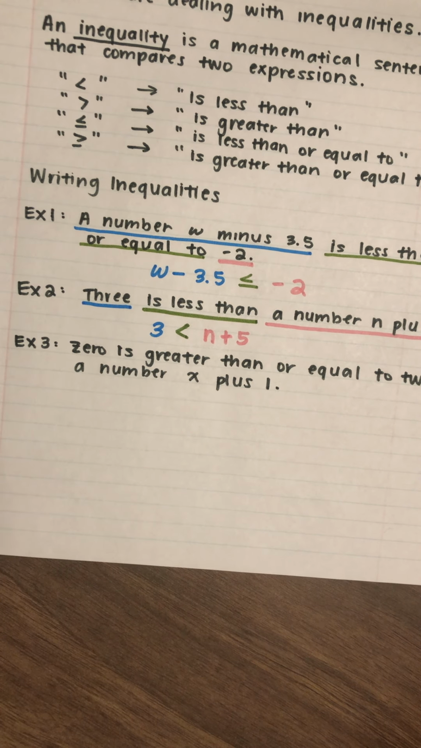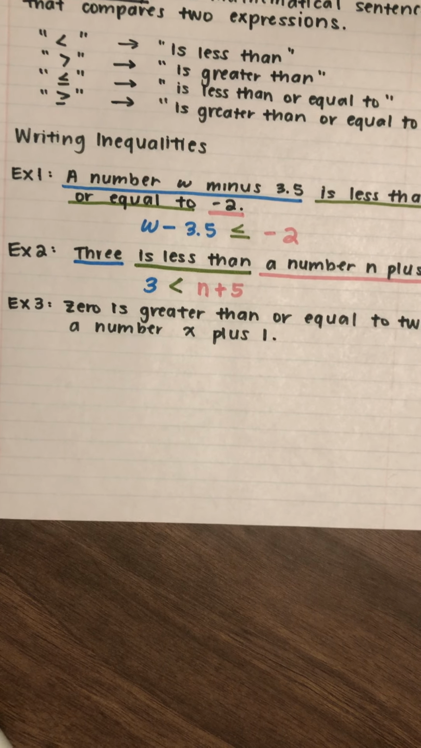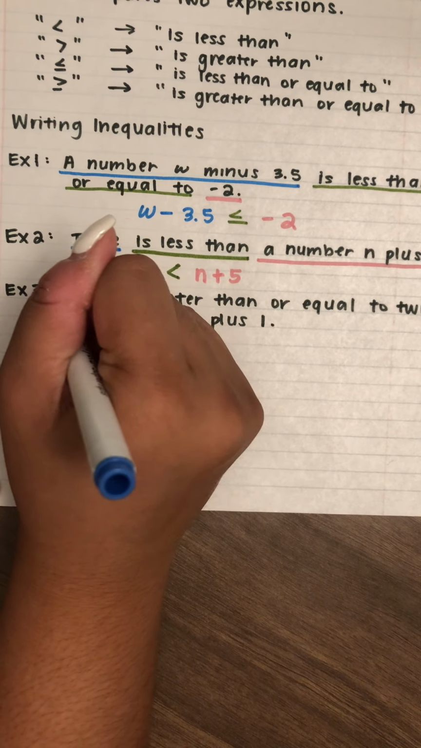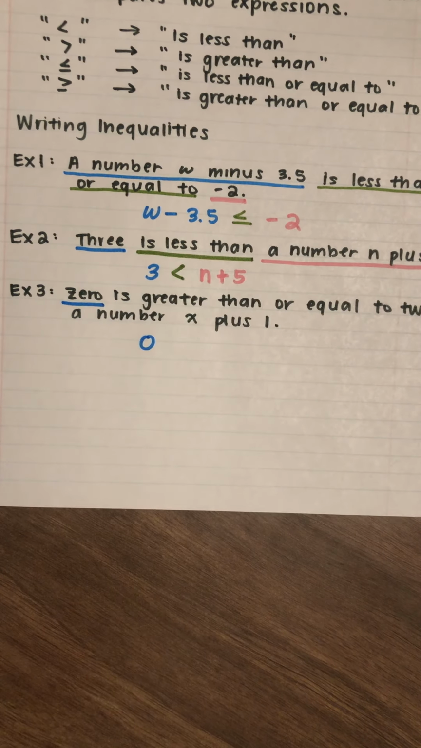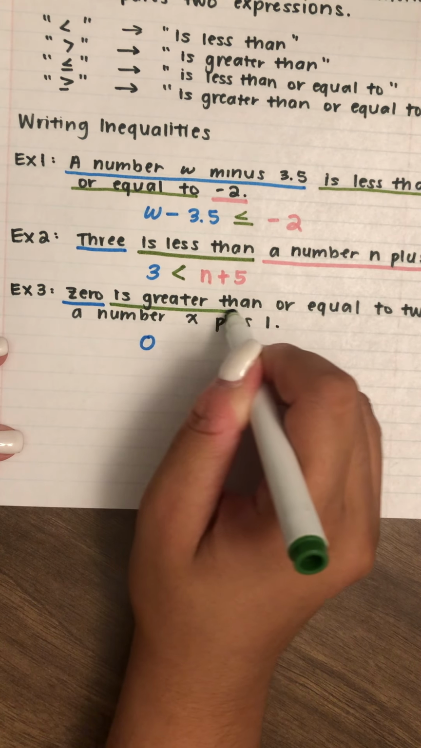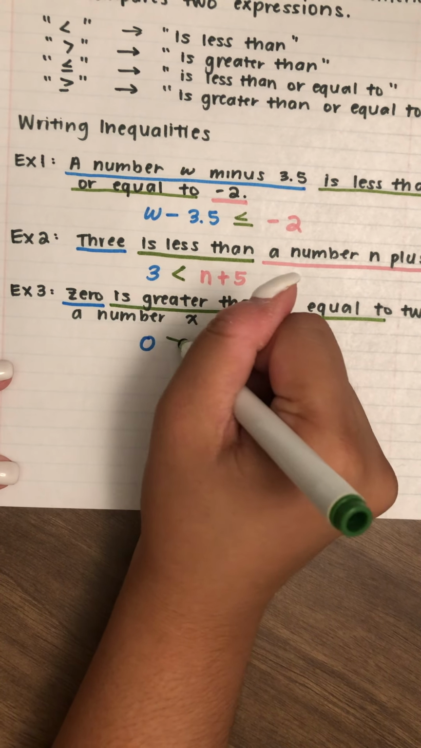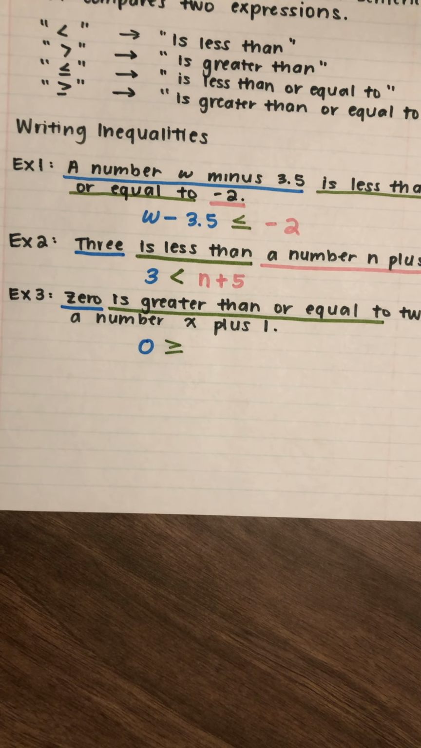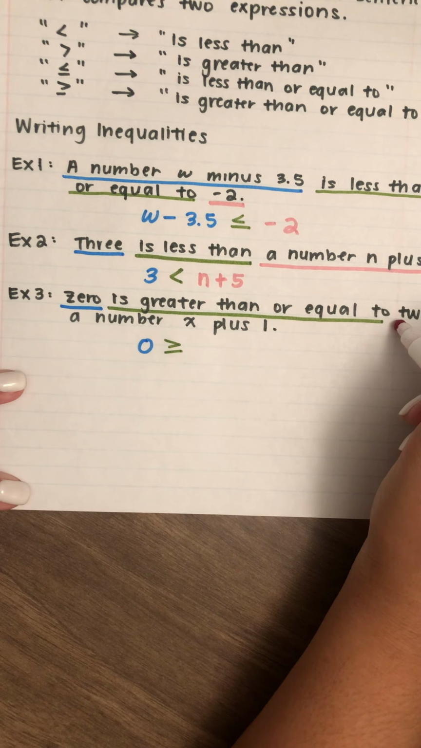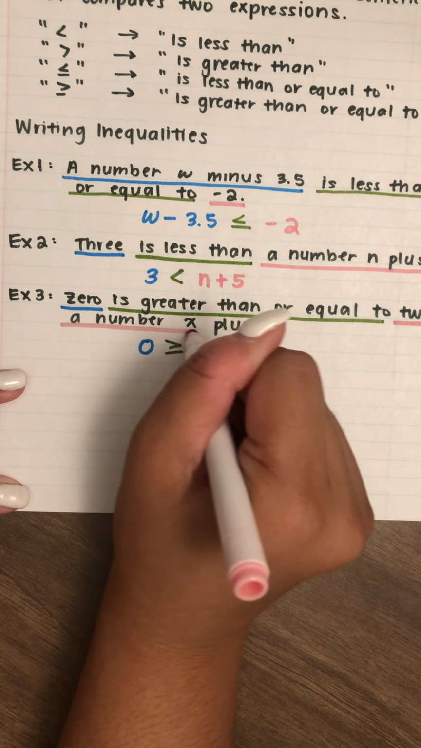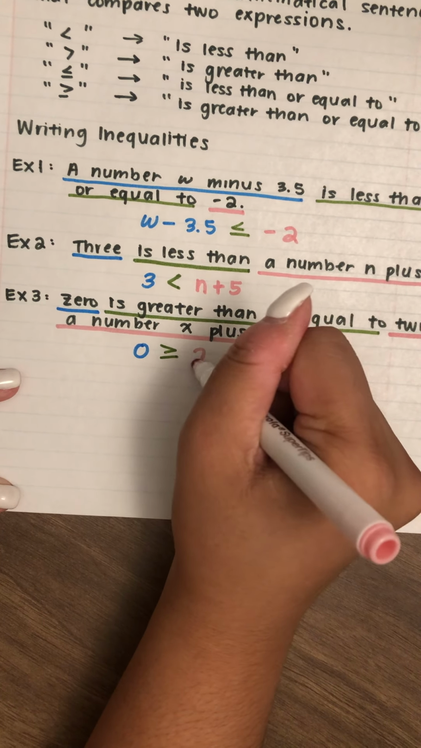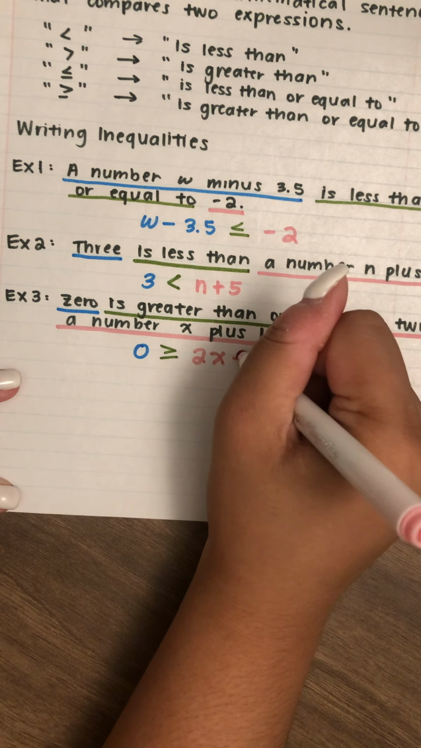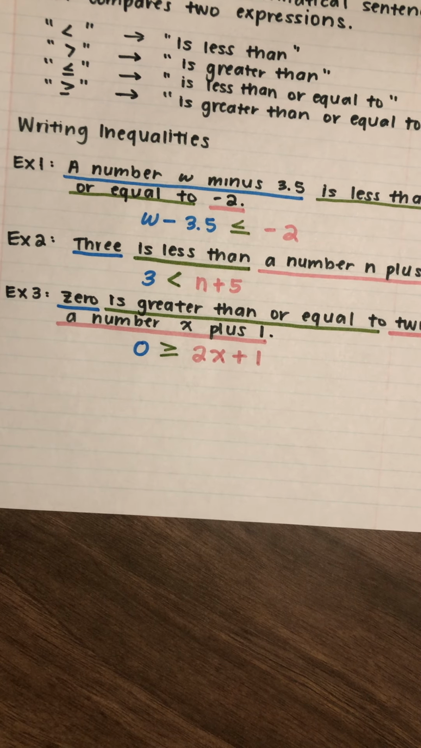Great, now that you've hopefully attempted this inequality, I'm going to go ahead and walk us through it. So again, 0 is our first part of the inequality. And it's saying 0 is greater than or equal to twice a number x plus 1. So twice a number x plus 1. Nice job, you guys.